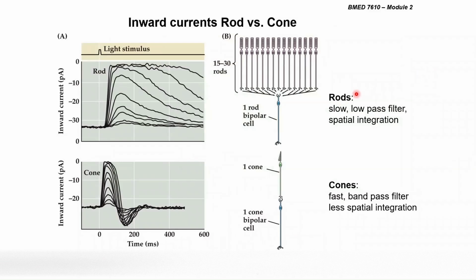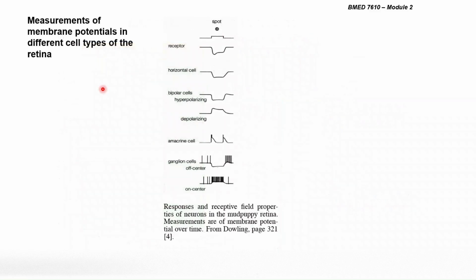Something I mentioned before: the rods and cones are a little different. The cones, which are specialized in daylight and color, are fast and have the characteristic of a bandpass filter, whereas rods are the other way, slow and with a low pass filter characteristic.